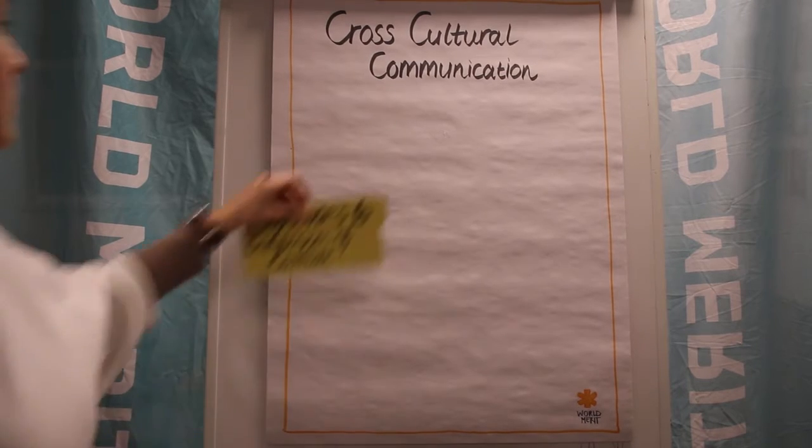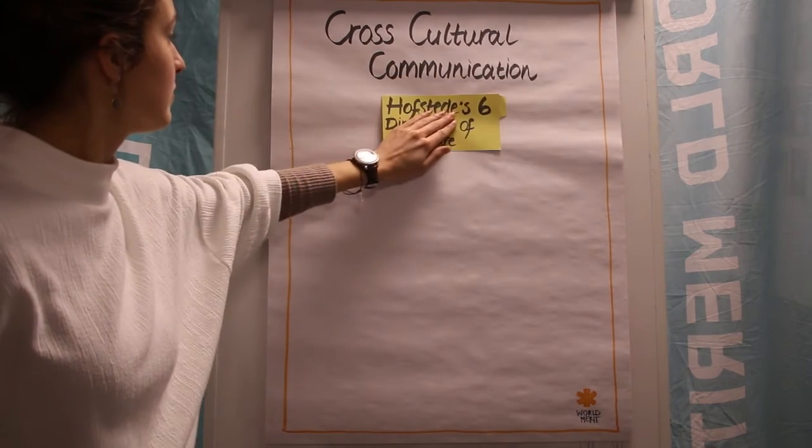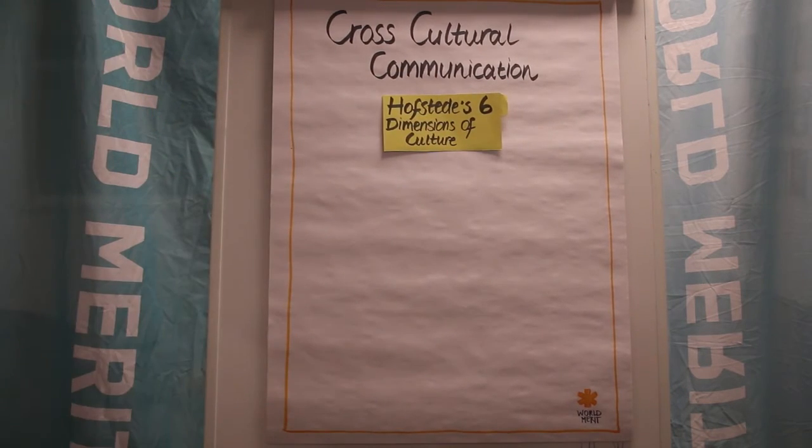And we will be using the Hofstede 6 dimensions of culture model to define these cultural differences and better understand the values and behaviors underlying cultures. So there are 6 dimensions Hofstede is talking about, and the first one is power distance. A culture can either be high or low on power distance.